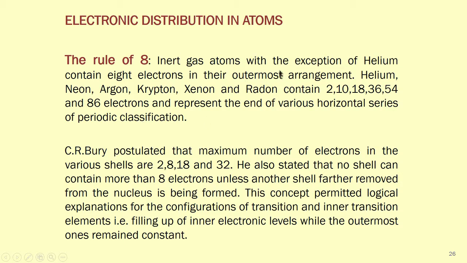So, this rule of 8, whenever there are 8 electrons in the outermost orbit, represents a complete structure of the electrons, and the element is neutral. For example, helium, neon, argon, krypton, xenon and radon are all neutral elements. They do not carry any charge, and they are very stable.